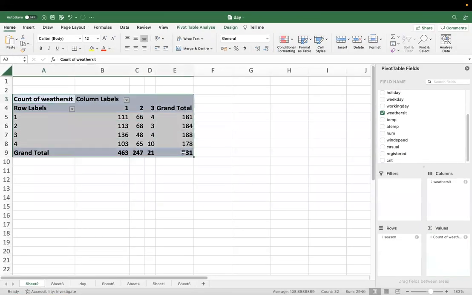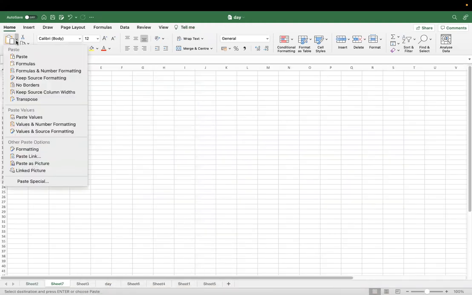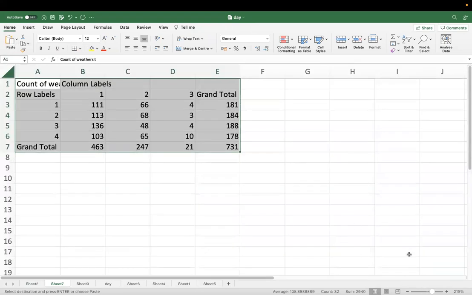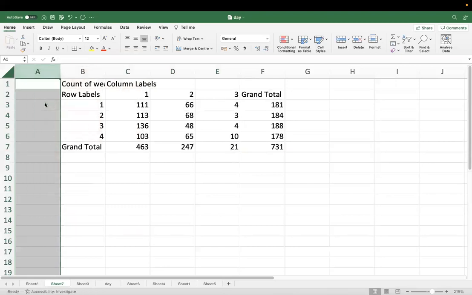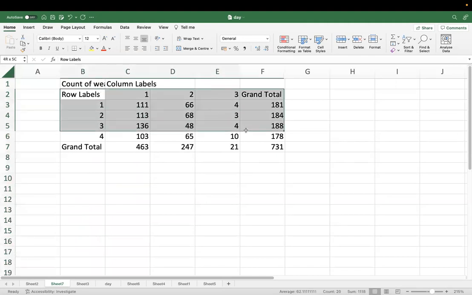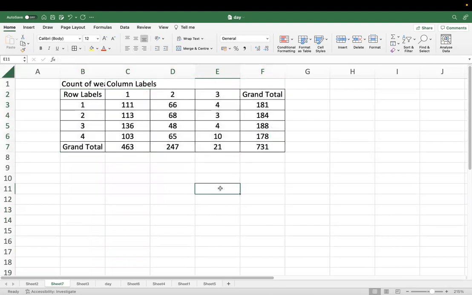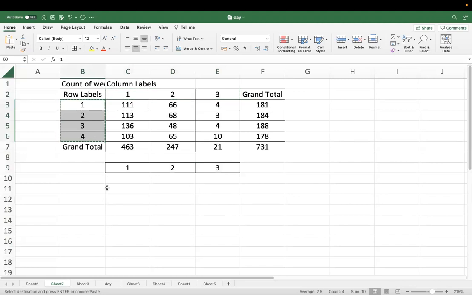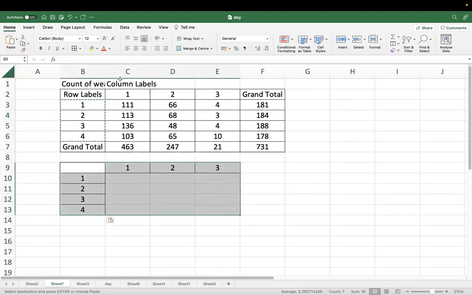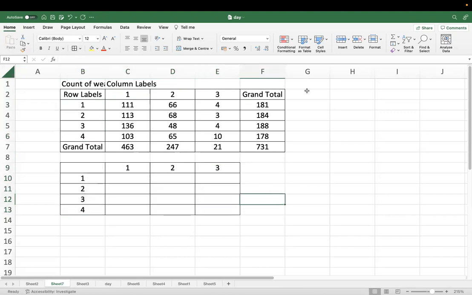So copy the table into a new sheet. When you paste it, paste special values and number formatting. Now you have to create a dummy table exactly one row below. So this is our observed table. From this, we are creating an expected table.